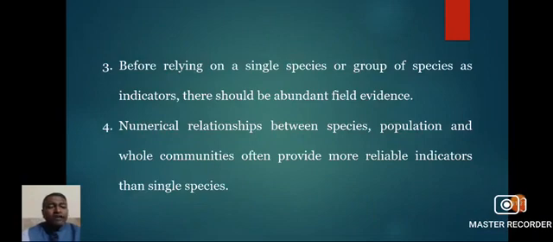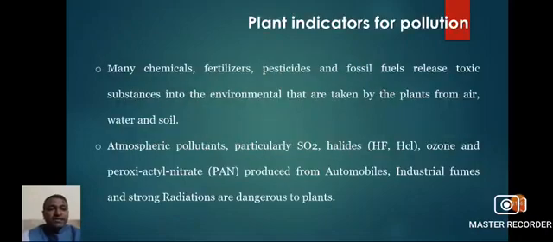Before you identify any plant indicator from a single species or a group of species, you should have abundant field evidence backed up by numerical relationships, numerical data based on species, population, and whole communities. They provide more reliable indicators than a single species.